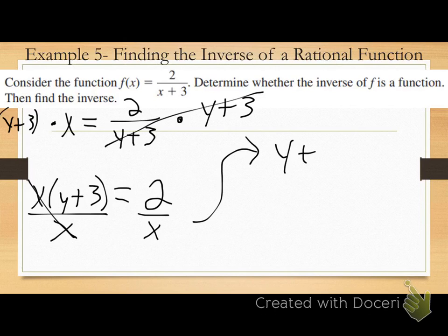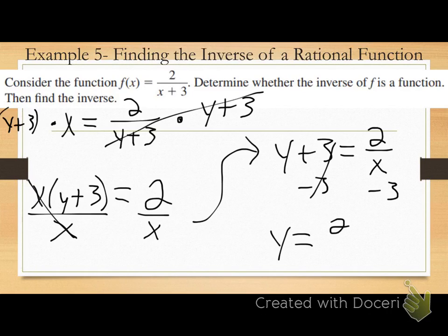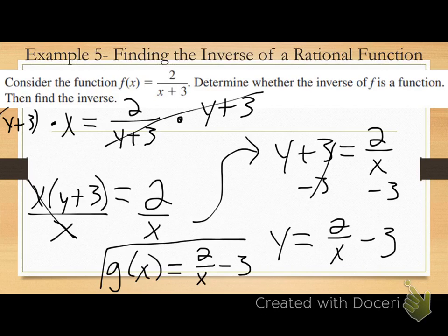So I get y plus 3 equals 2 over x. Is everyone okay with that? And y is now almost by itself. So my next step to get y by itself: subtract 3 from both sides. So I get y equals 2 over x minus 3. And the book generally tends to call the inverse function g of x. So I'm going to say g of x equals 2 over x minus 3. So there's my inverse of f of x.